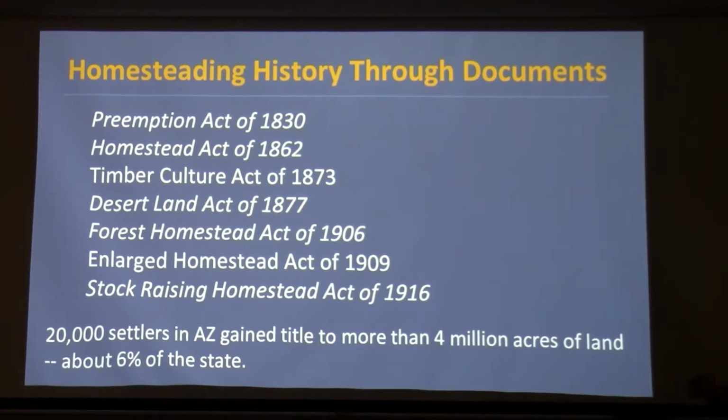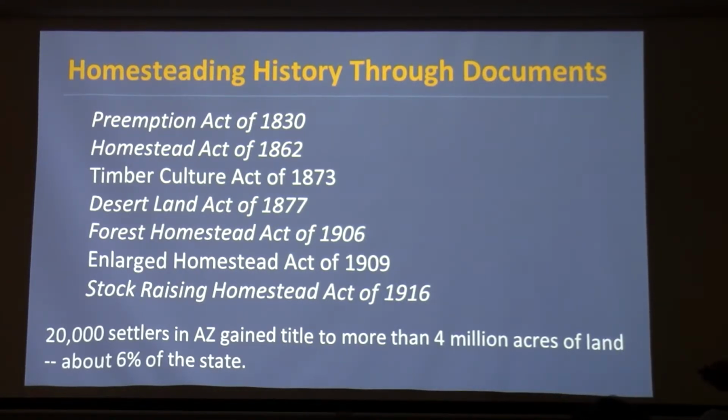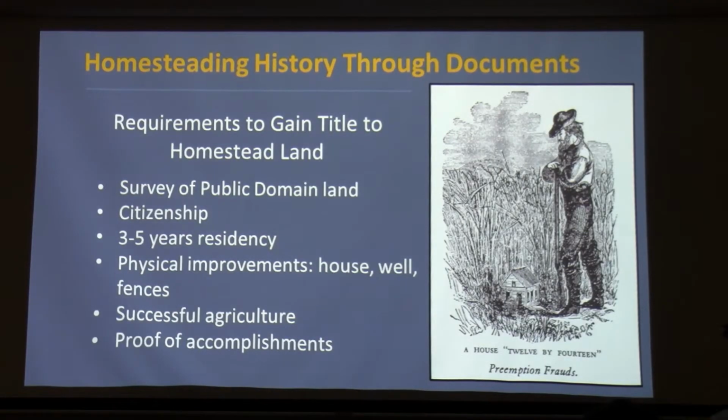Homesteading was the primary way of transferring land from the public domain to the private realm. And it was an imperfect system. There were legislatively many different ways of doing that, and it required a significant investment by each individual who made a homestead claim.